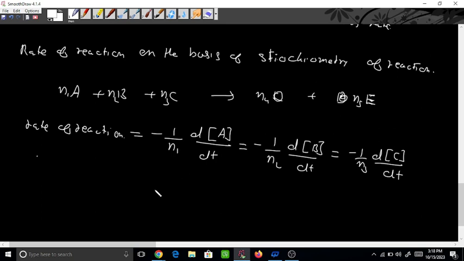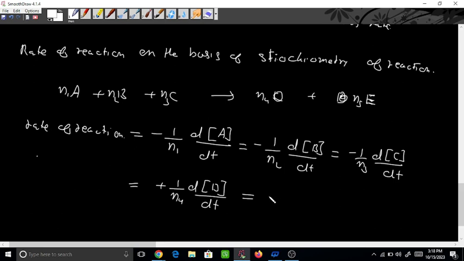Or you can write it for a product also, but since it is forming or increasing, we will write a positive value. So 1 by n4 into the change of concentration of D with respect to time, d of D by dt. Of course, this will also be equal to the rate of reaction. And then it will be equal again with E. So write this expression for E.